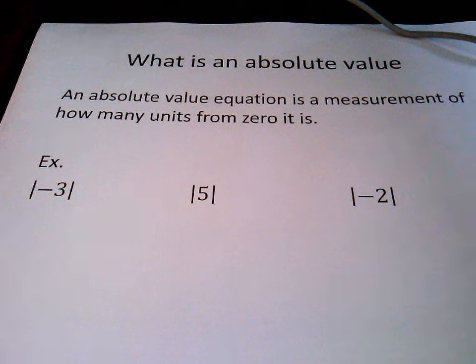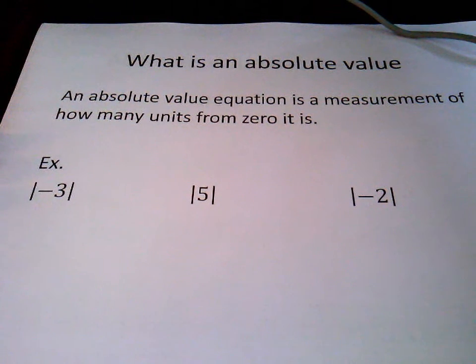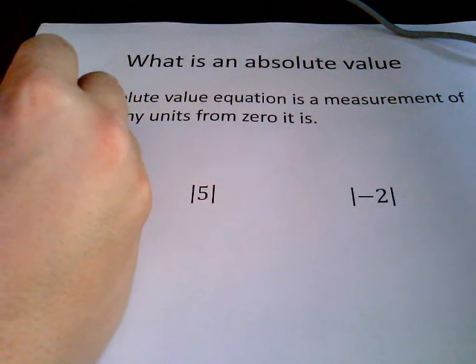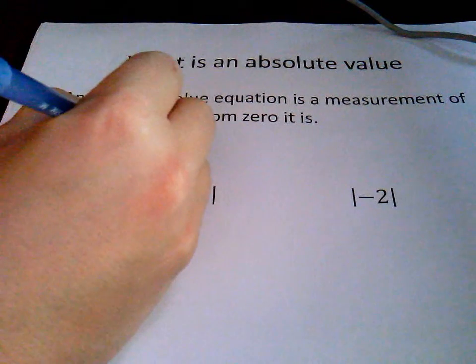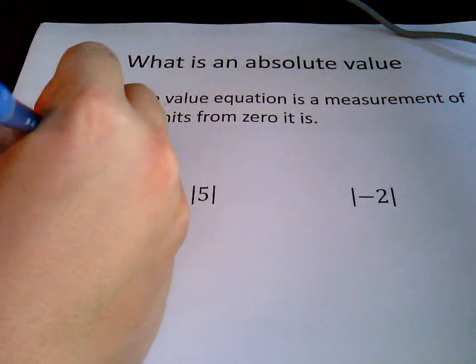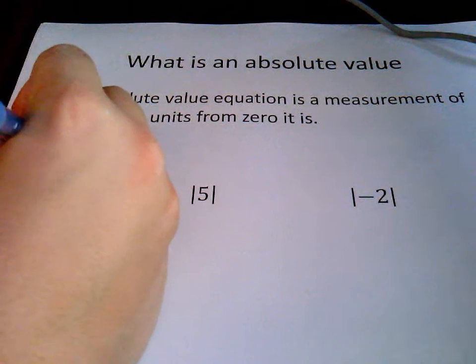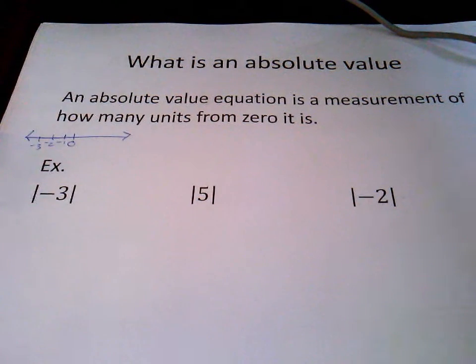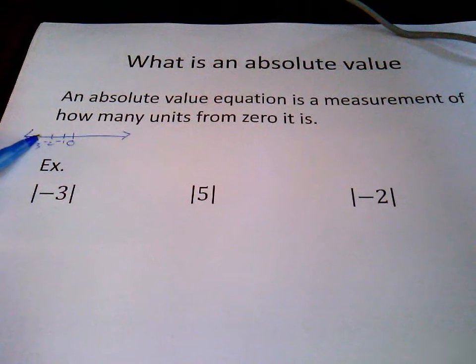Absolute value means it's asking you how far is this number away from 0. This number will always be positive. That's what absolute value does, it always makes the number positive. For example, if you had a -3 on the number line, -1, -2, -3. What it's asking for is how far is this -3 in terms of the 0? So if we count units, 1, 2, 3, obviously it's going to be 3 away.